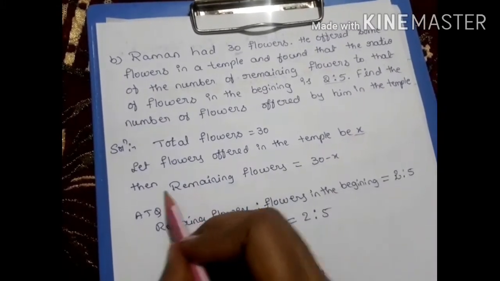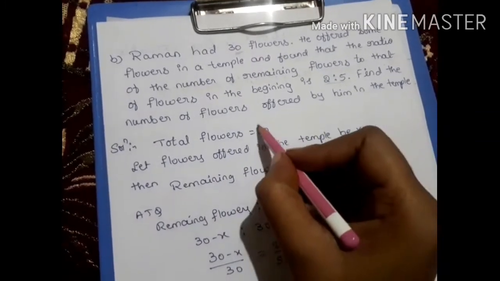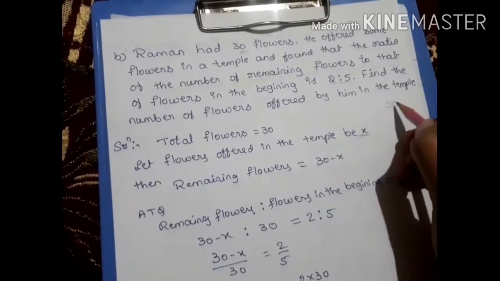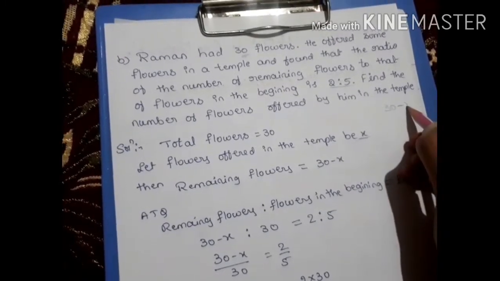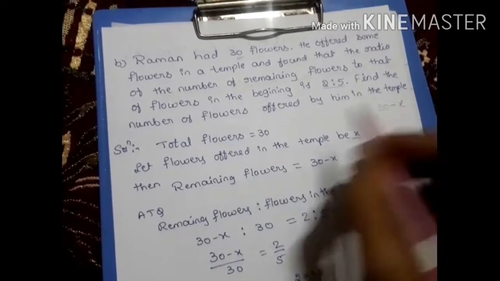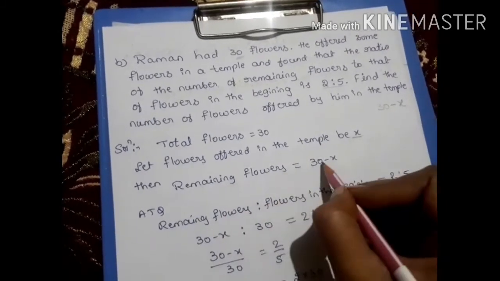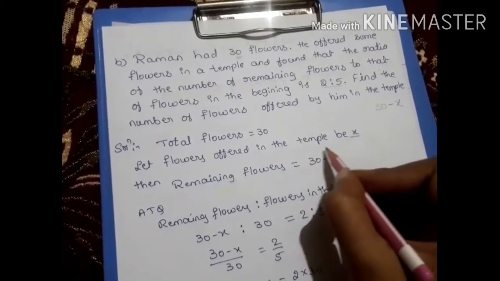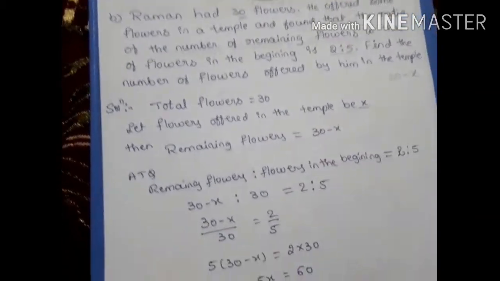Then the remaining flowers. Here the total flowers is 30. Out of 30, some flowers he offered to the temple. Nothing but you have to subtract. These are the remaining flowers. Okay, the remaining flowers can be written as 30 minus x. These are the flowers left with Raman.